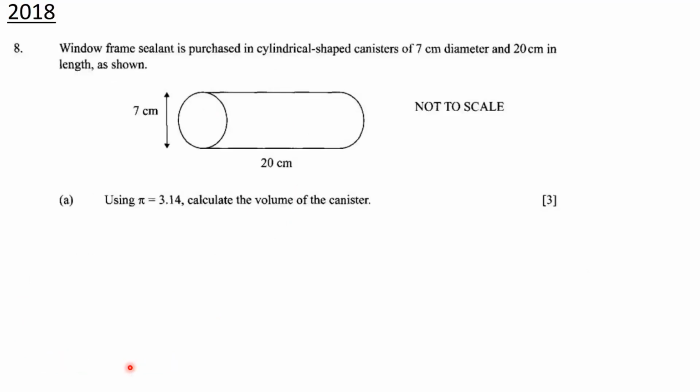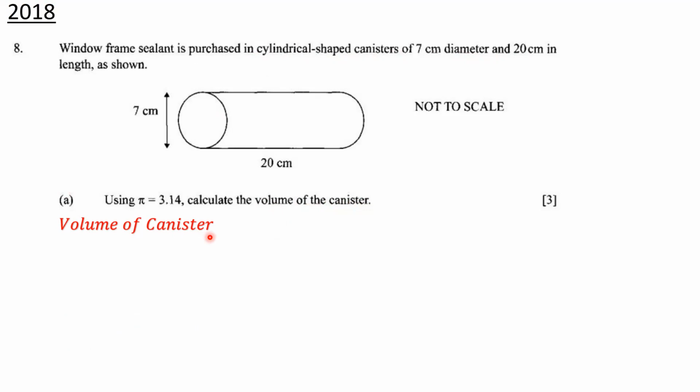They want us to figure out the volume of this canister. Now this has a cylindrical shape. The diameter is 7 centimeters and the length is 20 centimeters. So what we're going to do is consider the formula for the volume of a canister. I'm sorry, we're going to figure out the formula for the volume of a cylinder.